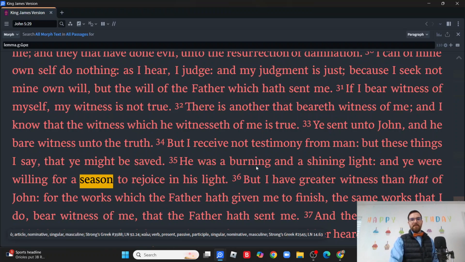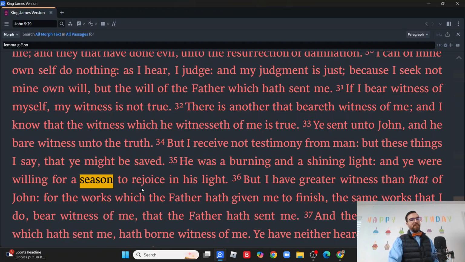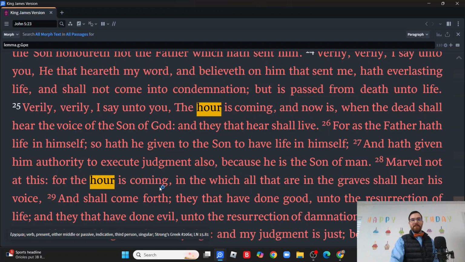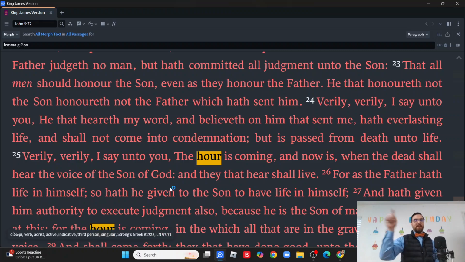He was a burning and shining light. Oh, this is talking about John the Baptist, right? He was a burning and shining light, and you were willing for an hour, for a season, to rejoice in his light. But I have a greater witness. For the hour is coming, in the which all that are in the graves shall hear his voice, and they shall come forth. Ooh, now he's talking about, right, even future time.